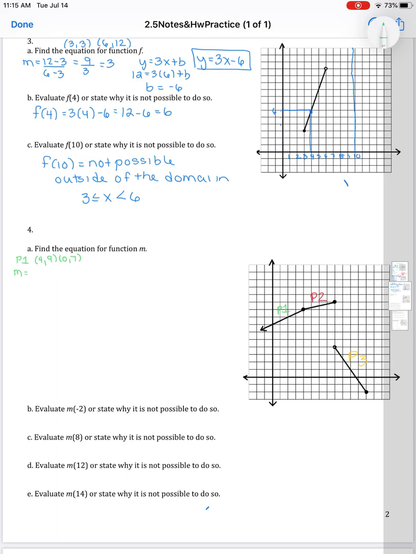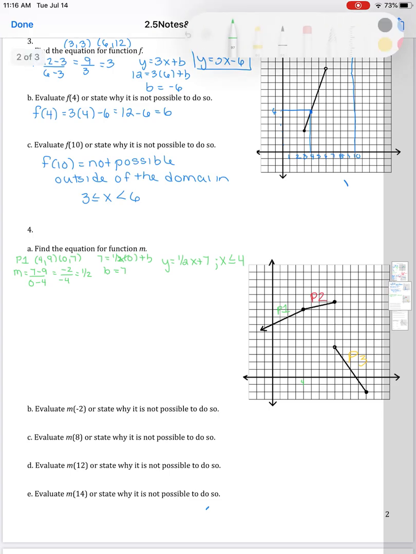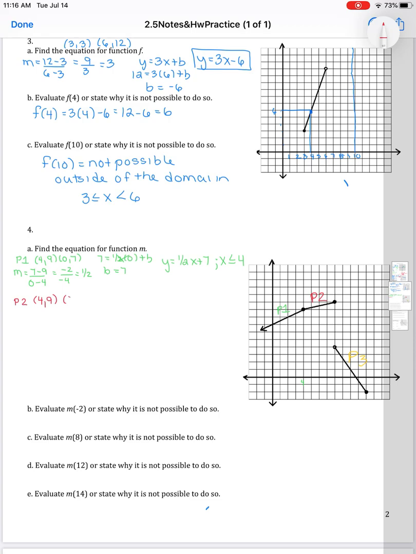So what I'm going to do is piece 1 first. So P1. So I'm going to take points. My 2 points that I see on the graph are (4, 9) and (0, 7). Step 1, I'm going to calculate my slope, just like we did with example number 3 above. And then I'm going to simplify, and I end up with 1/2. I'm then going to take the point (0, 7), and I'm going to sub that into my formula, and b is equal to 7. So piece 1 is y equals 1/2 x plus 7, and restriction-wise, if I go 1, 2, 3, 4, basically it's anything less than or equal to 4. So there's piece number 1.